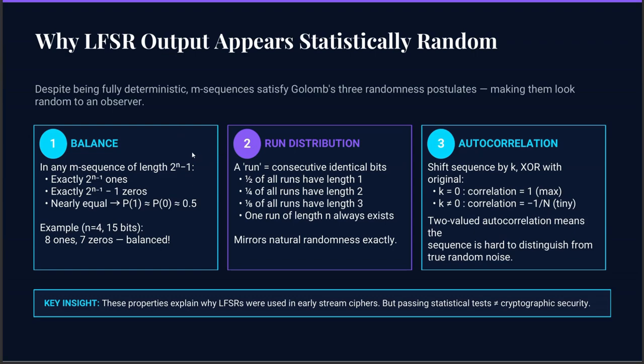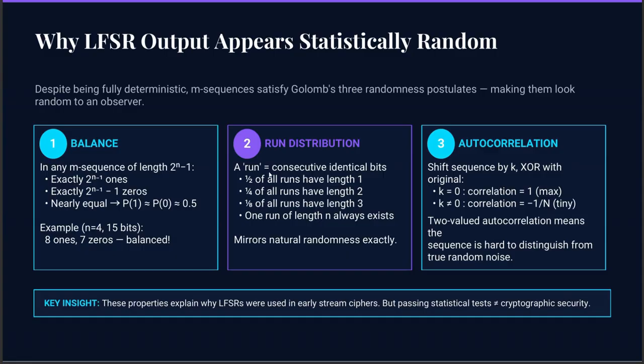For an n-bit maximal LFSR, there are exactly 2^(n-1) ones and 2^(n-1) - 1 zeros. For example, in a 4-bit maximal sequence of length 15, there are 8 ones and 7 zeros. So the probability of getting 1 and 0 are approximately equal.